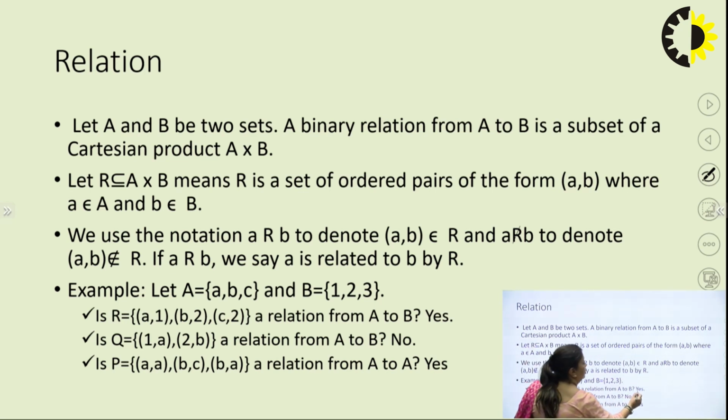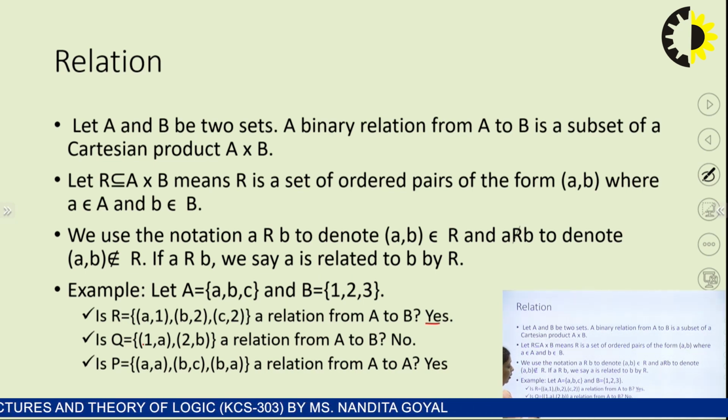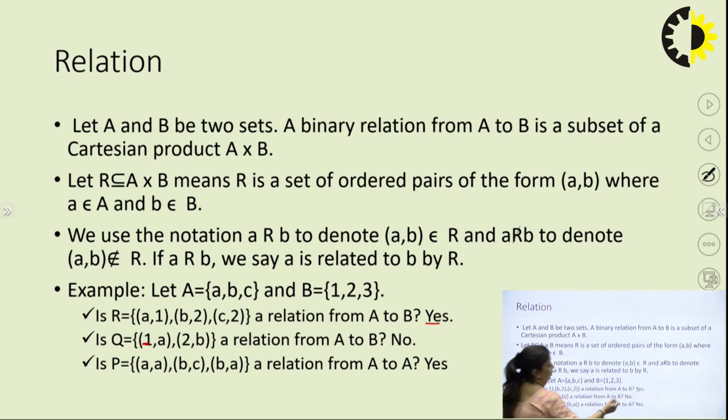So, this is justified. Now, let's talk about the next relation, which is denoted by Q. Q contains (1, a). Is it a relation from A to B? No. Why? Because if it is a relation from A to B, it should always contain the first component from set A. But here this 1 is from set B and the second component a is from set A. So, this cannot be a relation from A to B.